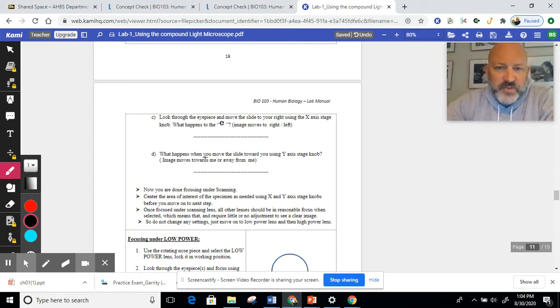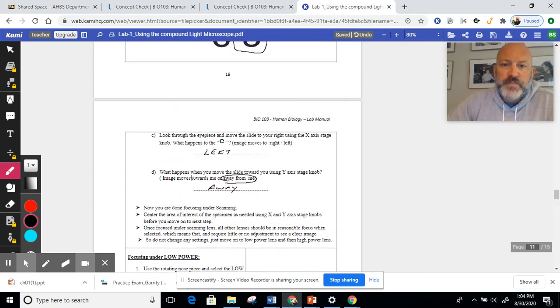As you use the microscope, you would notice if you turn the x-axis knob and the slide goes to the right, what happens to the image is the image will move to the left. And if you then use the y-axis knob and you move the image down toward you, the image will move away from you. So, in other words, if you move the slide in one direction, the image will appear to move in the opposite direction.